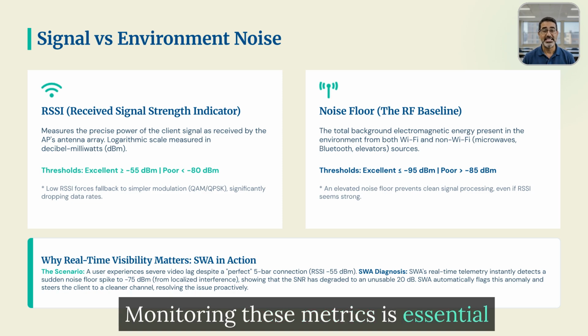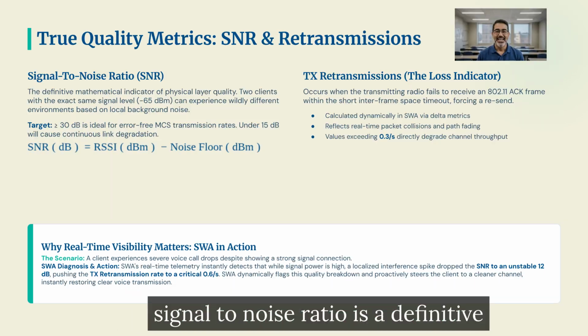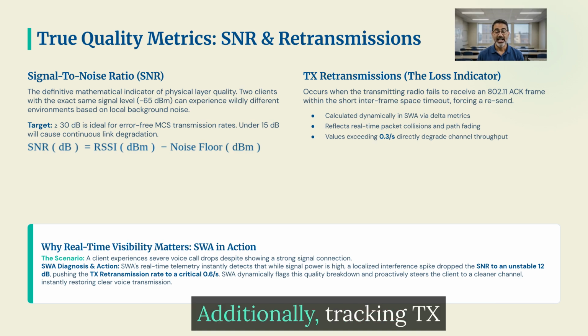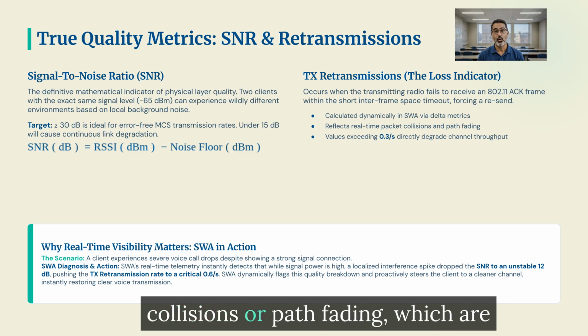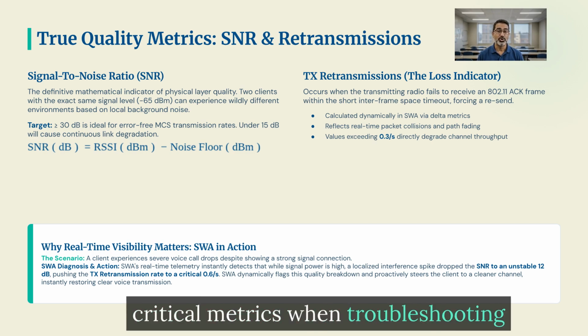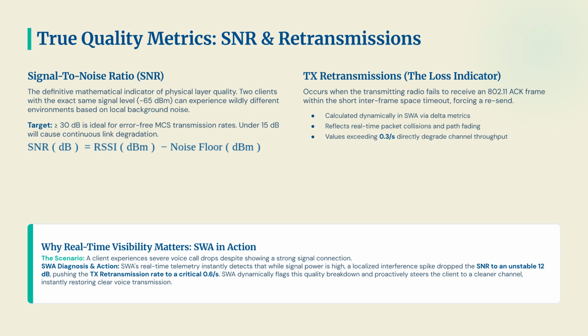Monitoring these metrics is essential for maintaining a high-quality link. Signal-to-noise ratio is a definitive indicator of physical layer quality. Additionally, tracking TX retransmissions helps identify packet collisions or path fading, which are critical metrics when troubleshooting performance degradation.